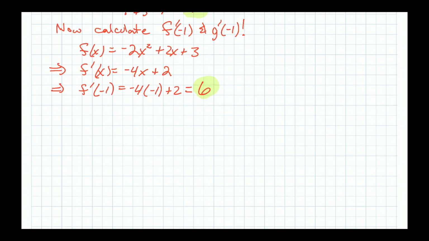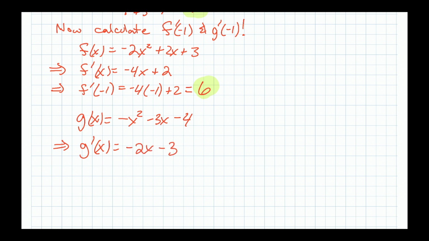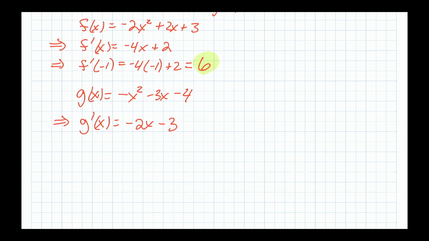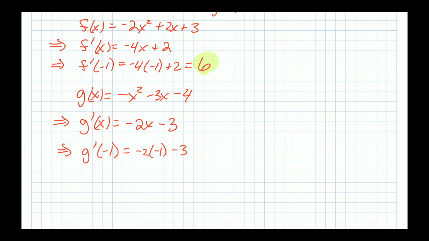So let's calculate that. g of x is negative x squared minus 3x minus 4. So g prime, the derivative, is negative 2x minus 3. We should be getting better at the power rule on these. Then I need g prime of negative 1. So you put in a negative 1 and you get negative 2 times negative 1 minus 3. So that's positive 2 minus 3. That's negative 1. So now I've got another number.